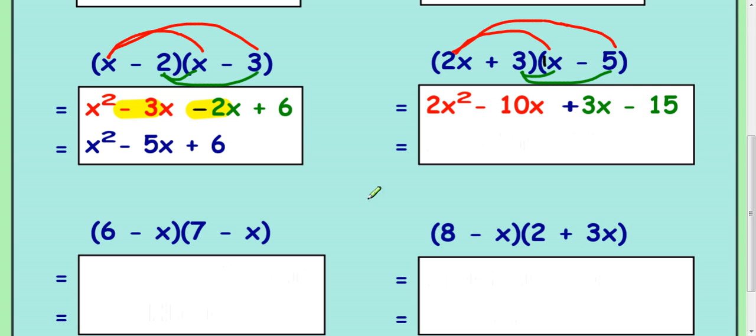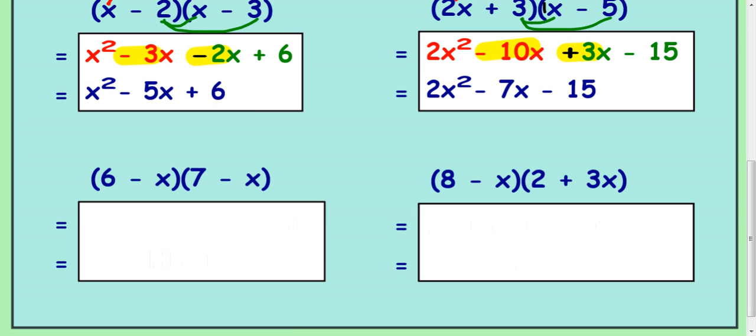Okay, the bit in the middle, that's negative 10 plus 3. So I keep my 2x squared at the start. I'm thinking negative 10 plus 3, I go closer to the 0, so I'm going forwards in the number line to negative 7, and then take away 15. Okay, last two.